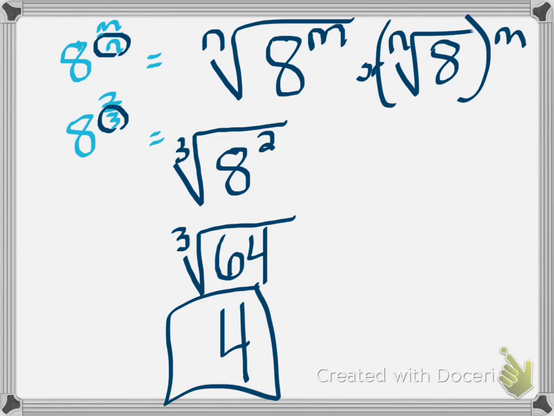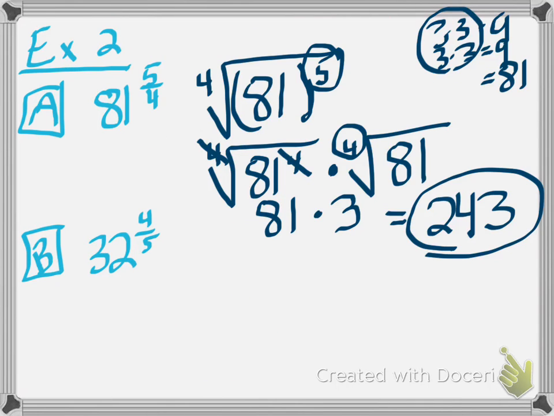So in this one, let's go back a second. Here, because this was a 2, it's easy to simplify. So that's why I did it this method. With this number, I wouldn't want to do 81 5 times. So that's why I did it the other method. We'll practice both tomorrow. Let's try example 2b, 32 to the 4/5.